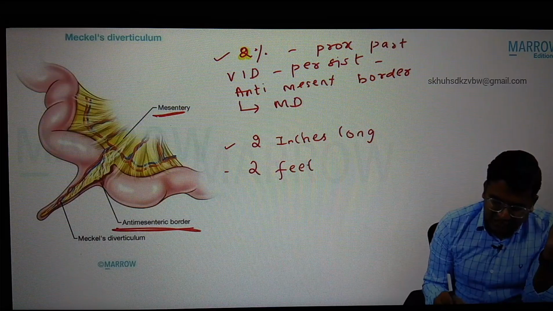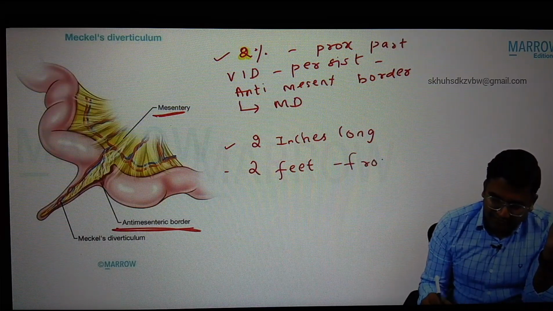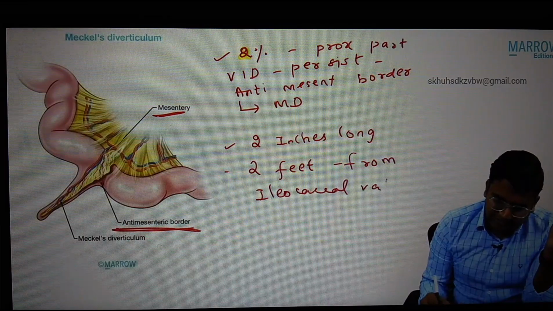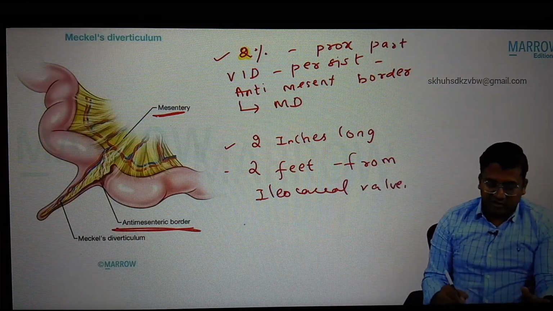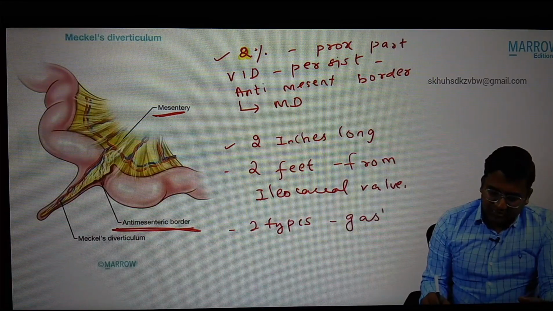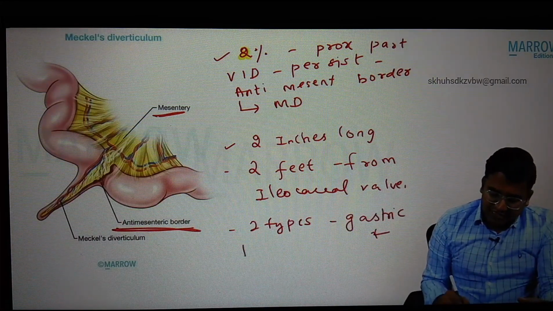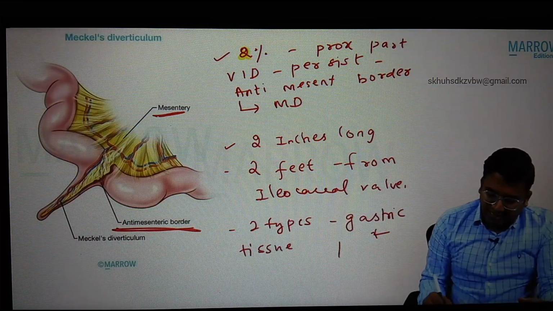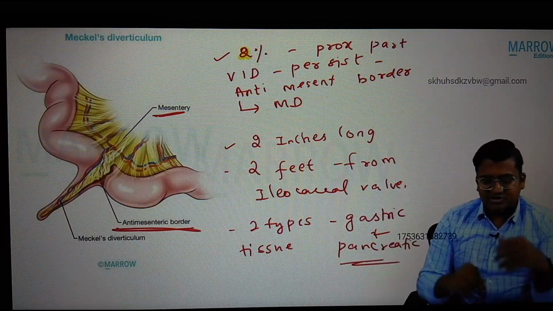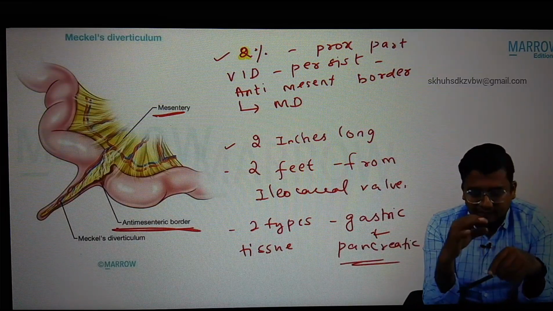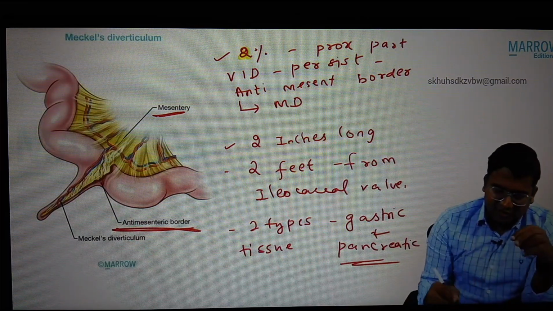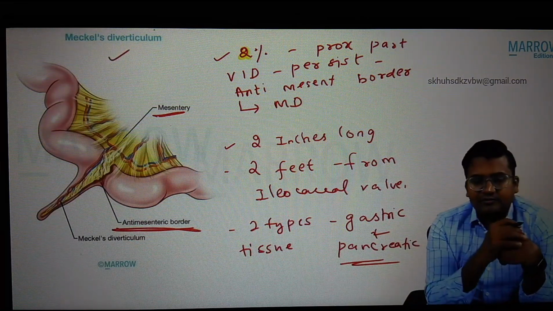Situated 2 feet from the ileocecal valve, which contains 2 types of tissue. One is gastric tissue and another one is the pancreatic tissue. So 2 types of tissue present, gastric and pancreatic. That's all about our Meckel's diverticulum. Okay. So now Meckel's diverticulum over.